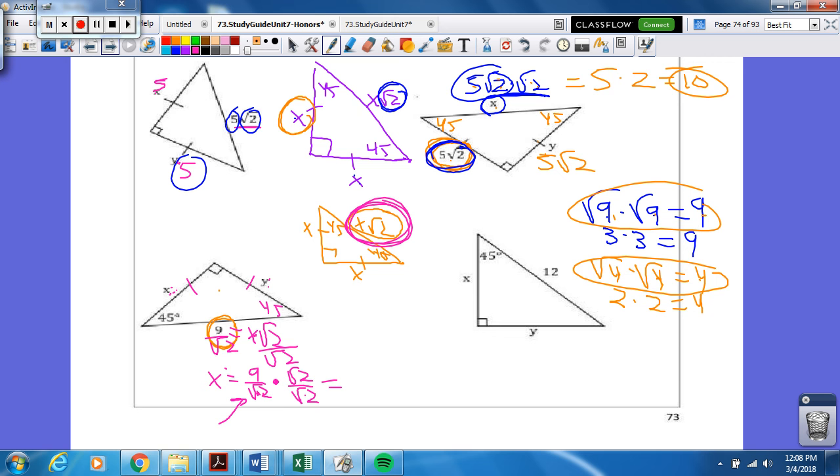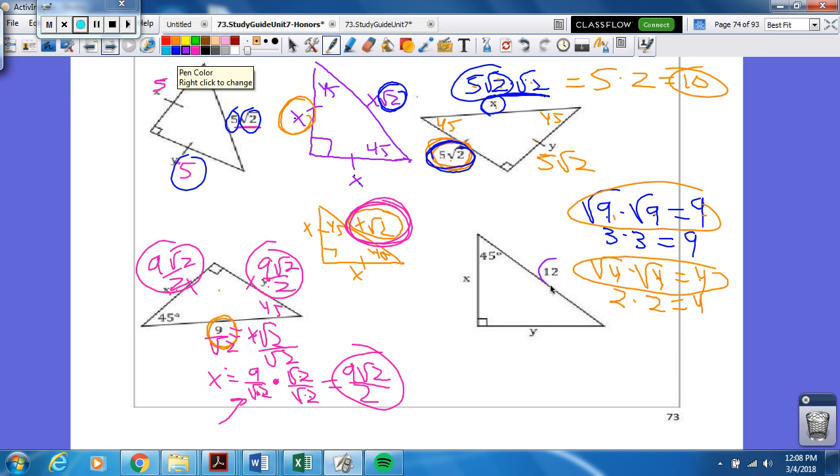Okay, so numerator, 9 times radical 2 is 9 radical 2. Radical 2 times radical 2, we just did that, is 2. Like radical 10 times radical 10 is 10, or radical 9 times radical 9 is 9. There you go. So that is going to be my leg. 9 radical 2 over 2, and 9 radical 2 over 2. Got it. One more. We're almost there.